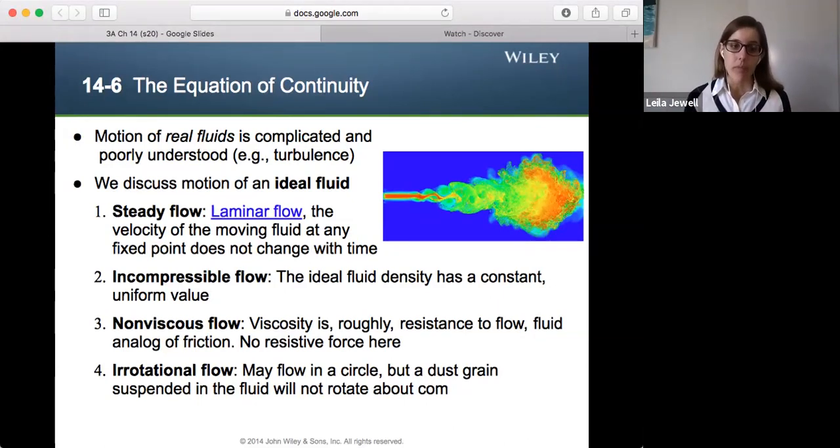Finally, fourth, irrotational flow. So the fluid may flow in a circular path, but if we imagine a dust grain that's suspended in the fluid, it's not going to rotate about its center of mass. So we don't have to worry about it spinning or flipping. All right, so these are the basic ideas of an ideal fluid.